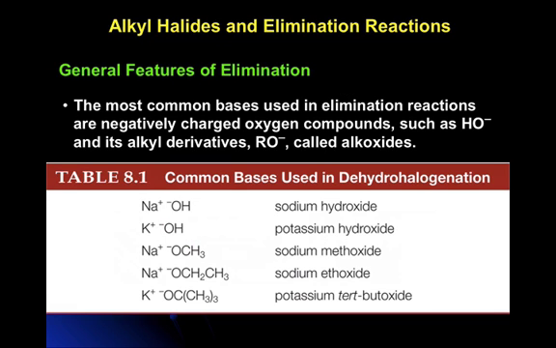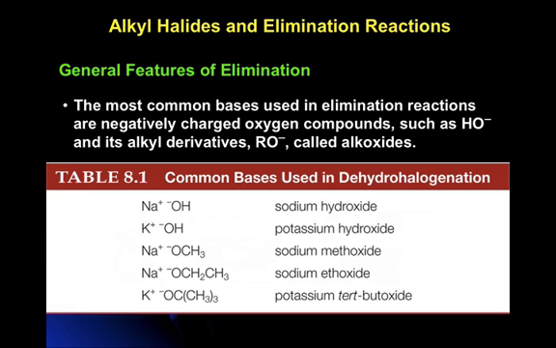Some common bases that you need to have committed to memory for this. Sodium and potassium hydroxide certainly work well for dehydrohalogenation. Not as well if we're talking about primary alkyl halides, but for secondary and tertiary alkyl halides, they work really well. Why did I say that? Why not so well for primary? They can also function as a good nucleophile, right? So you can end up with a mixture of products there.